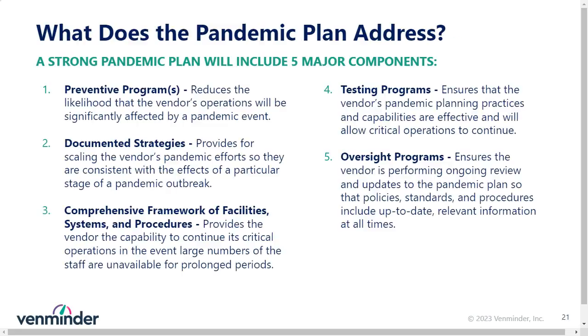All right, so we've covered VCPs and we've covered DRP. So now let's talk about pandemic plans. I know these have been a highlight for the past several years, so let's take a look at what you should look for in a pandemic plan. A strong pandemic plan will include 5 major categories. Those are preventive programs, documented strategies, comprehensive framework of facilities, systems and procedures, testing programs, and oversight programs. So let's go ahead and break these down.